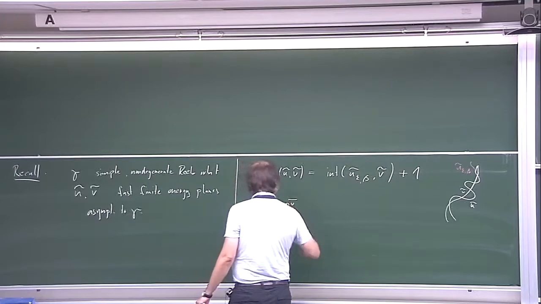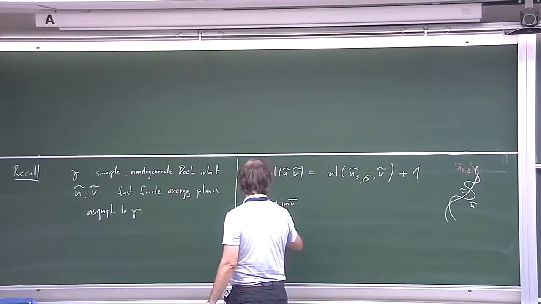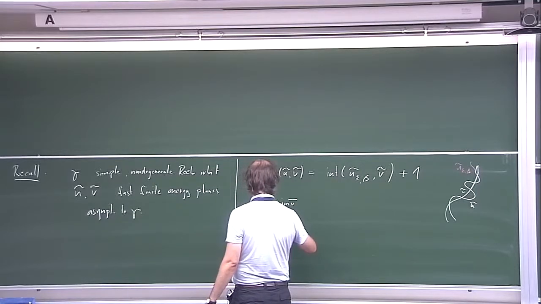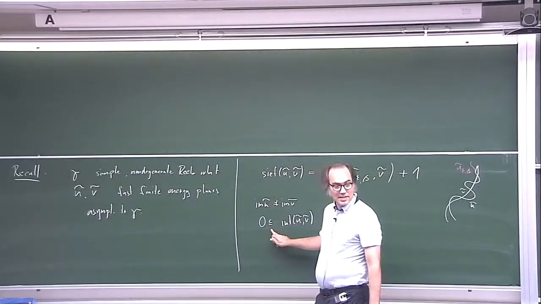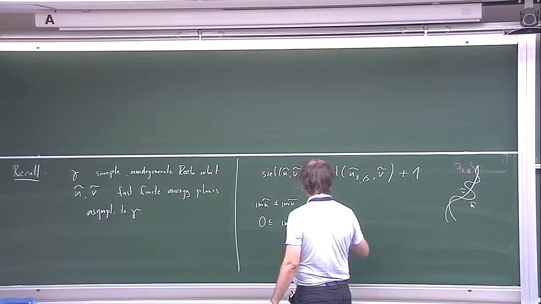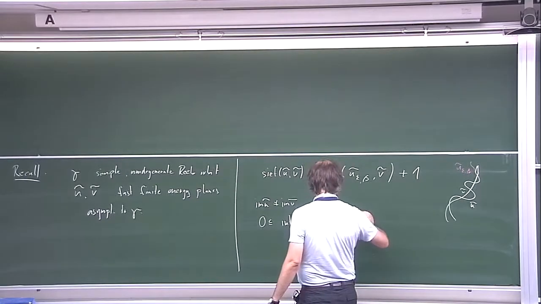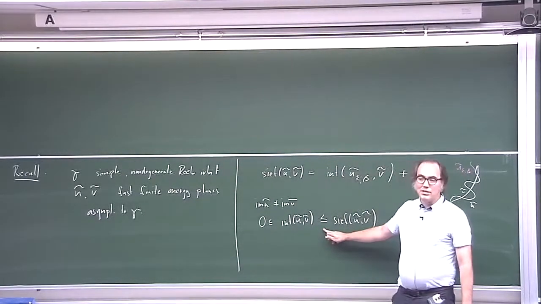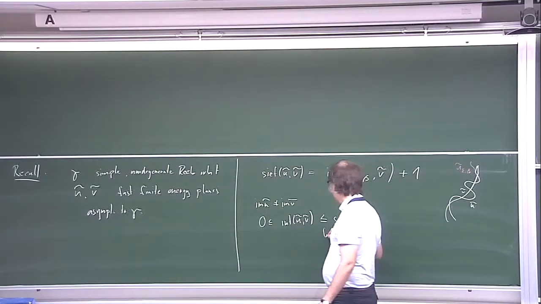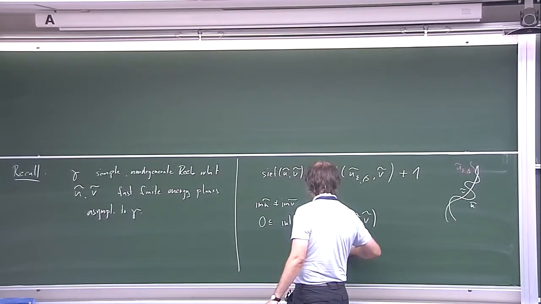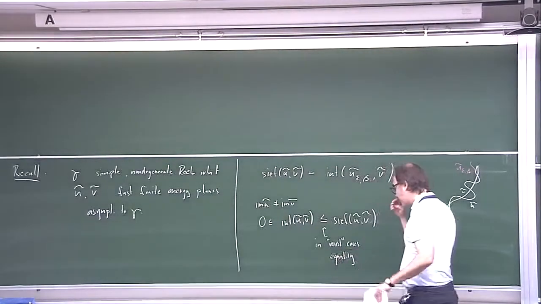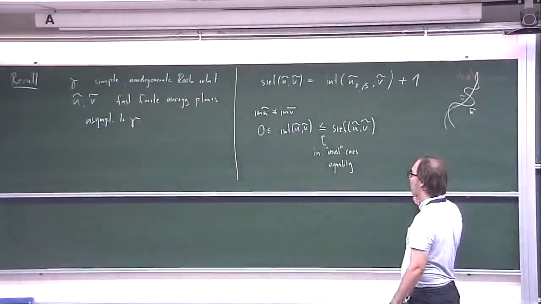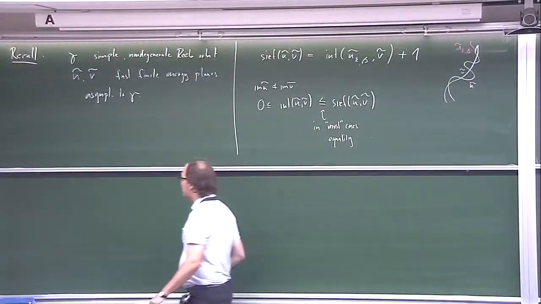If ũ and ṽ have different images, then we have 0 is less than or equal to the algebraic intersection number. This is by positivity of intersection. And this is bounded from above by Siefring's intersection number. And in most cases, this is actually equality. And then we can compute Siefring's intersection number.